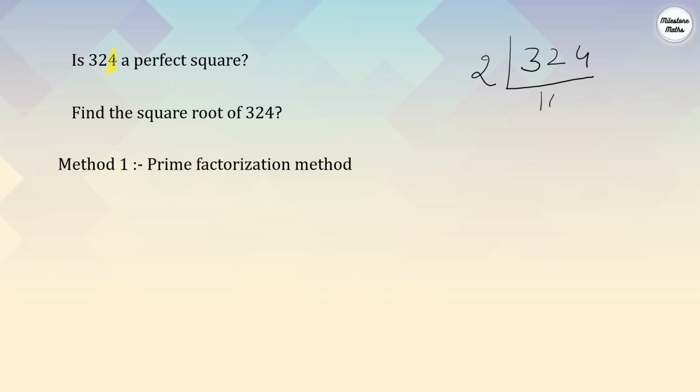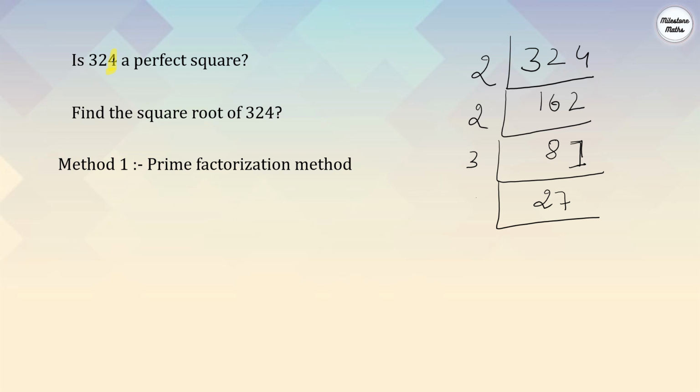In the same way we will divide 324 by prime numbers. You can see the ones place of 324 is 4, so we can divide it by 2. We will get 162. Again we will divide by the prime number 2, and we will get 81. Here 81 is divisible by 3, so we will get 27, and dividing 27 we will get 9. We will keep on dividing until we get a prime number at the end, because a prime number we cannot divide further.